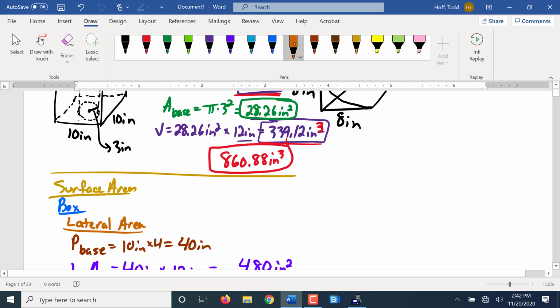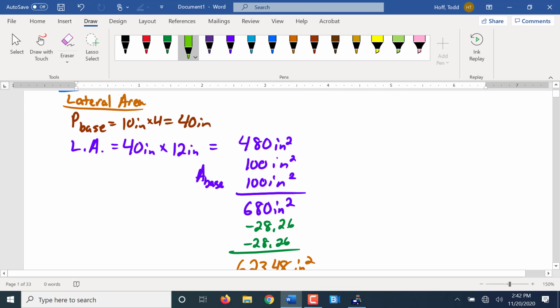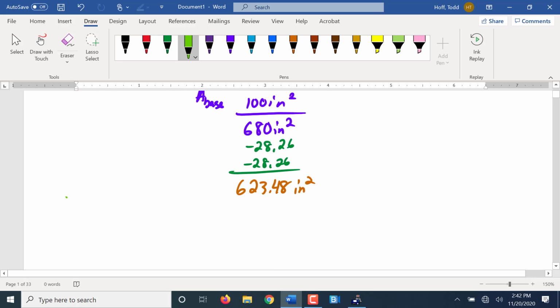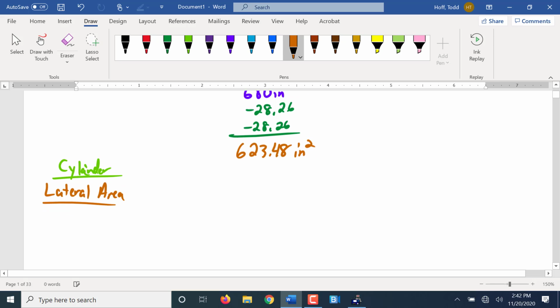There's a surface that's been added here, and that is the sleeve, basically, of the hole. So that's the lateral area of the cylinder. So to find the lateral area of the cylinder, what two things do we need to know? Height and perimeter of the base. Good.